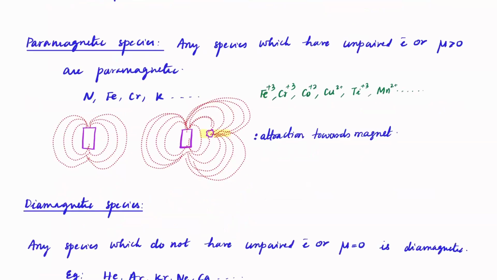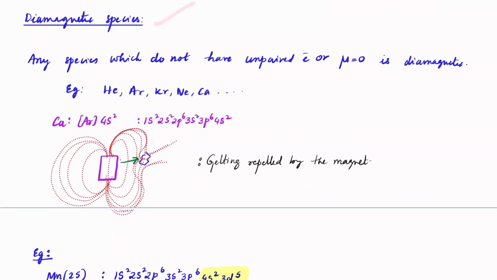Next, diamagnetic species. That means any species which has the spin magnetic moment mu equal to 0, then we say they are diamagnetic species. For example, if you take helium, argon, krypton, neon, calcium, all of them do not have any unpaired electron. Check calcium, no unpaired electron.